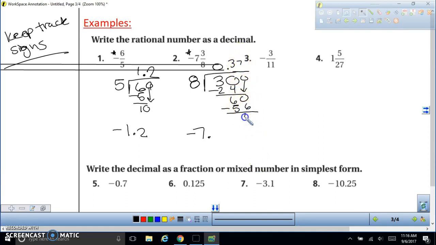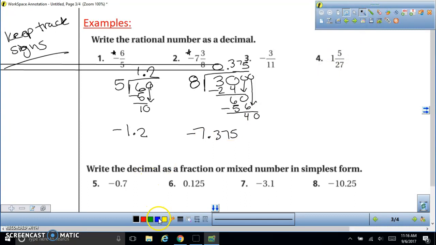60 minus 56 is 4. 8 goes into 4 no times. We can still add that 0. 8 goes into 40 5 times, and we terminated it. It's done. Negative 7.375. All right, let's go ahead and go to problem number 3.